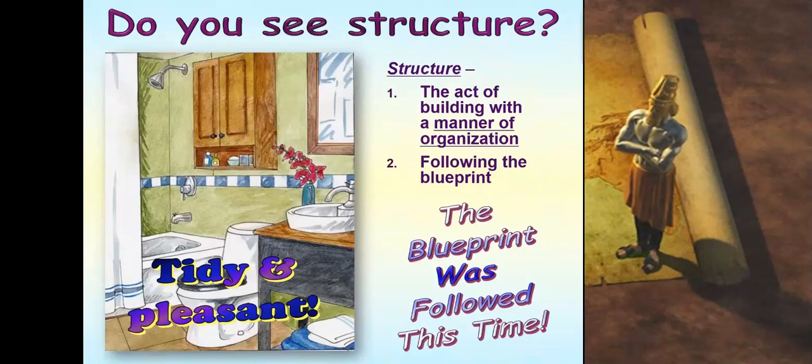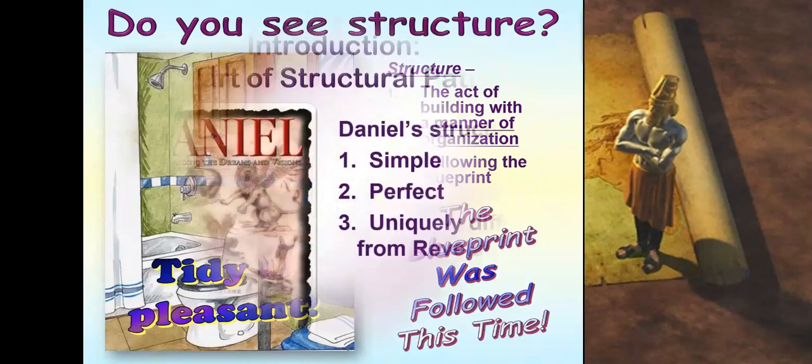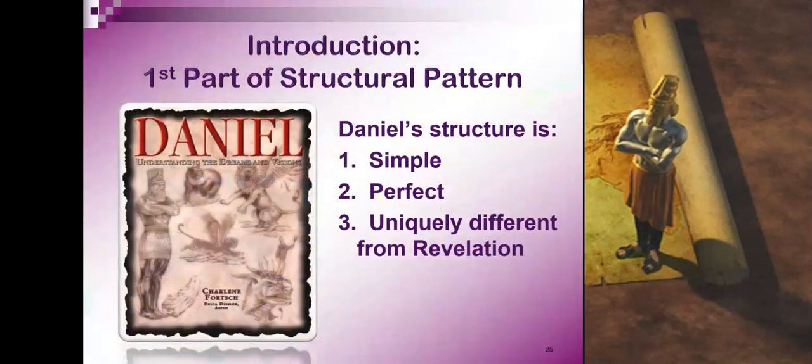There's no confusion. Everything is in its place, thus making it functional. Absolutely. And the same applies to the book of Daniel. And so this introduction is the first part of structural pattern.